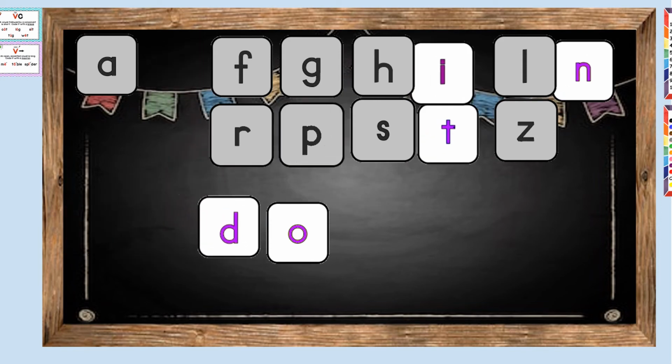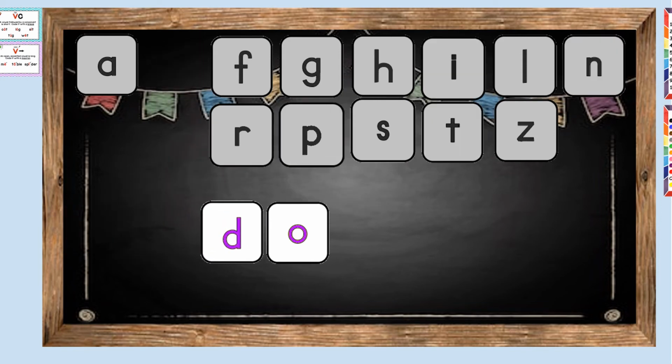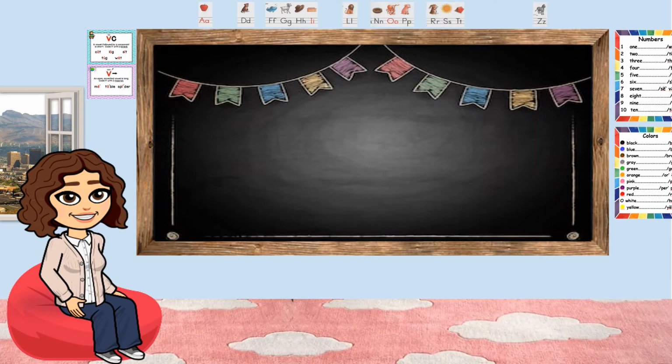Here comes another sight word. Do you know which one it is? Let's read it. Do. Good job with that, boys and girls.